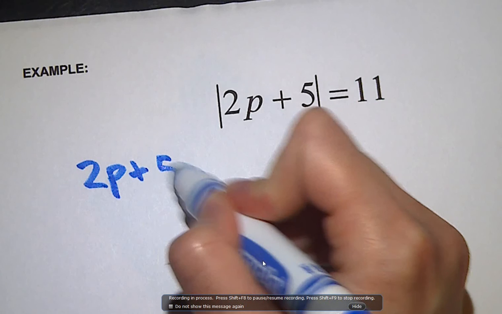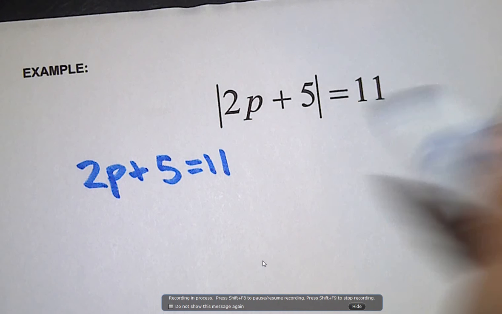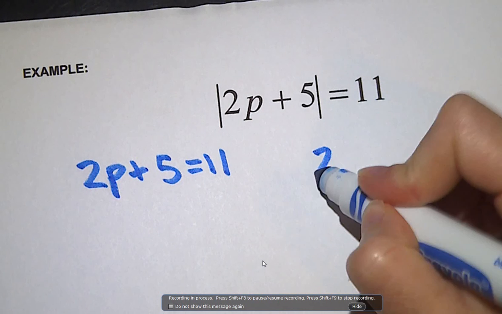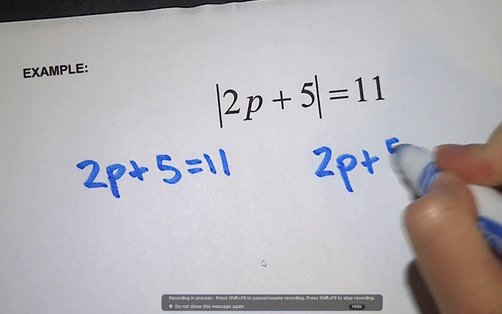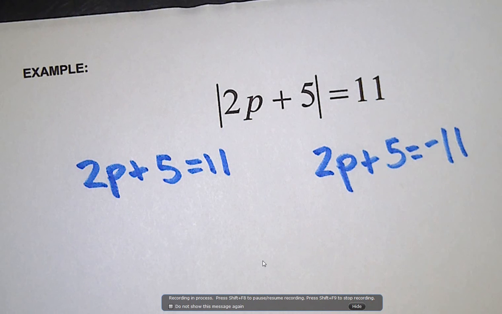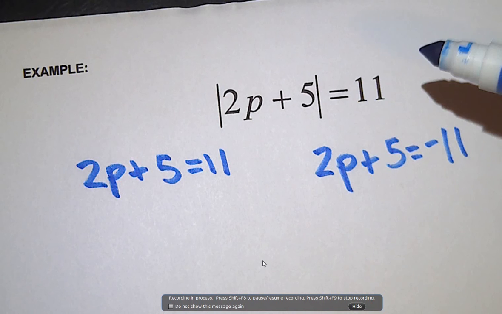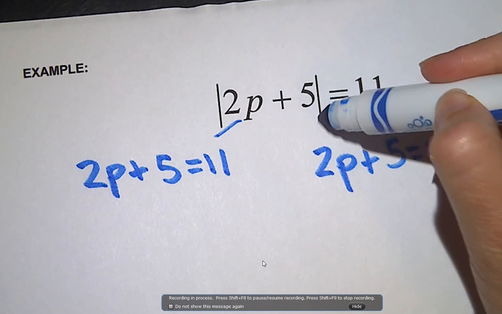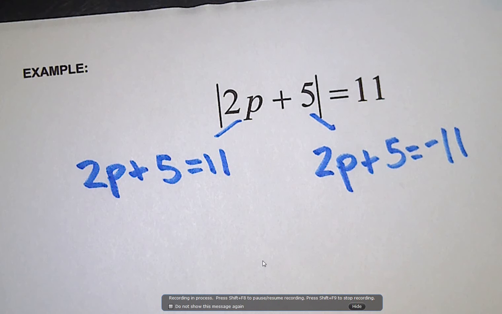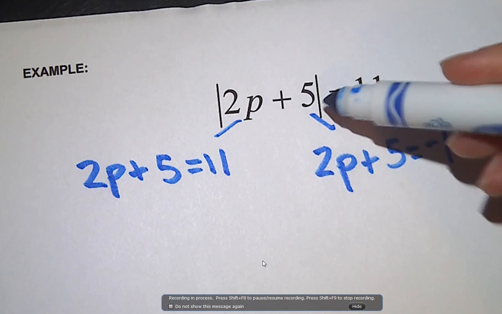equals 11. Notice I'm getting rid of the absolute value sign, but I also need to solve if it was at negative 11, because both 11 and negative 11 are 11 away from 0. So you have two things you have to solve when you see these two equations. And when you do that, you take the absolute value away.